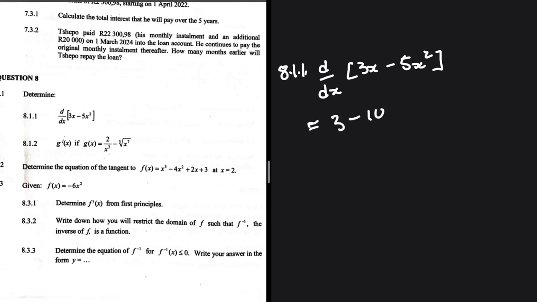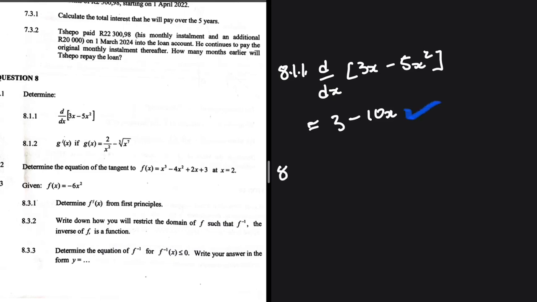Okay, let's take a look at 8.1.1. We have d over dx of 3x minus 5x squared. We can simply use the power rule here to determine that, of which we're going to get 3 minus 10x. No complications there. We're just using the power rule.